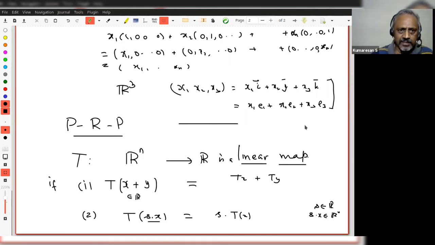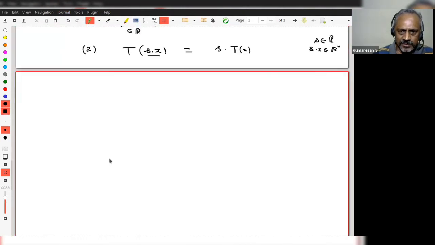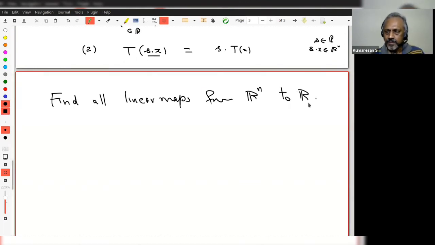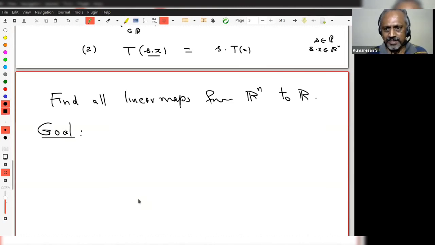Okay, don't lose heart. This is very easy, but fifth year semester students may already know some of these things. What we want to do is very simple. I want to find all linear maps from Rn to R. You understand? This is my goal. Usually in a linear algebra course, people don't do that. They talk about various examples, but the most important example for me is what are all the linear maps from Rn to R. You will see that is very easy.